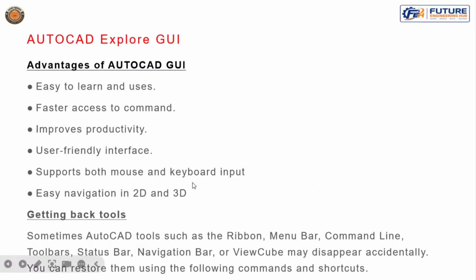If any tool is accidentally deleted, how does it appear again? Sometimes AutoCAD tools such as the ribbon, menu bar, command line, toolbar, status bar, navigation bar, or view cube may disappear accidentally. How to restore? Use the following commands and shortcuts. Whatever is missing or accidentally deleted, you can easily get it back.